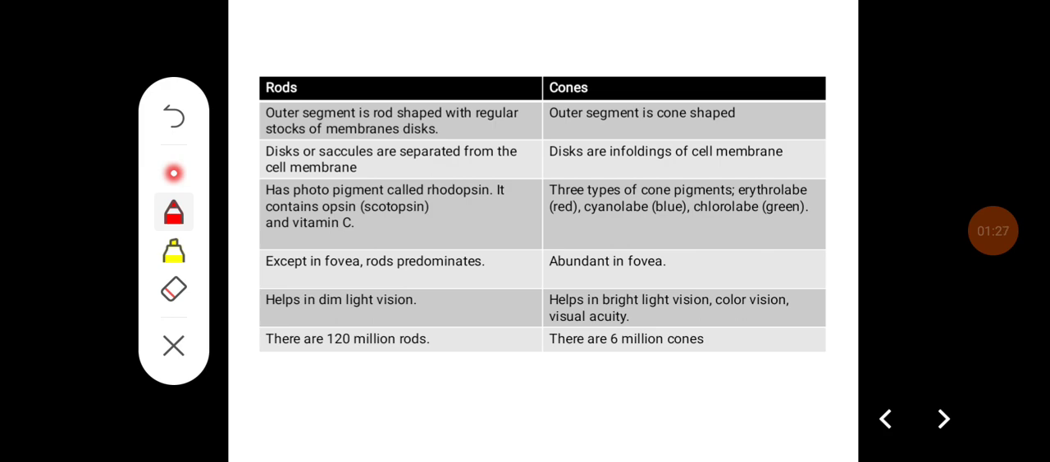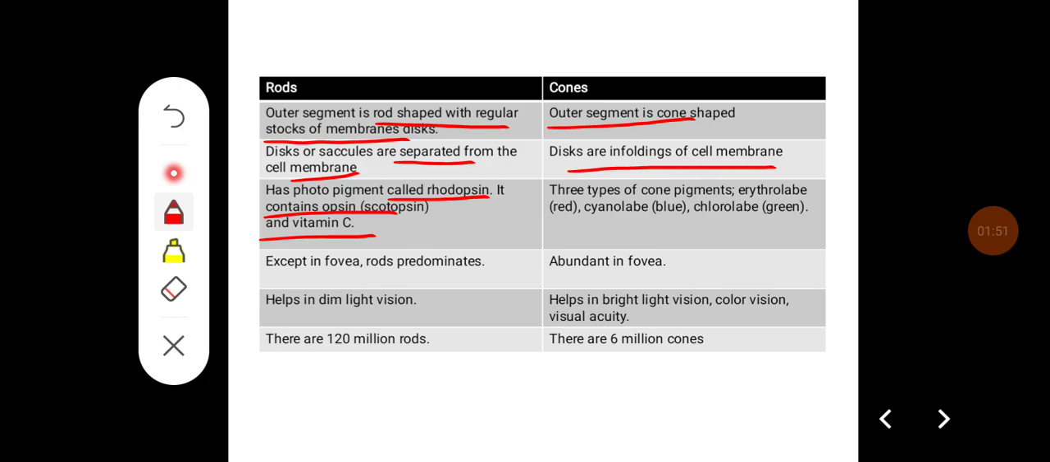Some of the differences between rods and cones. In rods, the outer segment is rod shaped with regular stacks of membrane discs, whereas in cones, the outer segment is cone shaped. In rods, discs or saccules are separated from the cell membrane, but in cones, discs are infoldings of the cell membrane. Rods have a photopigment called rhodopsin, and it contains opsin, that is scotopsin, and vitamin A, whereas in cones you see three types of cone pigments: erythrolabe, red, cyanolabe, that is blue, and chlorolabe, that is green.